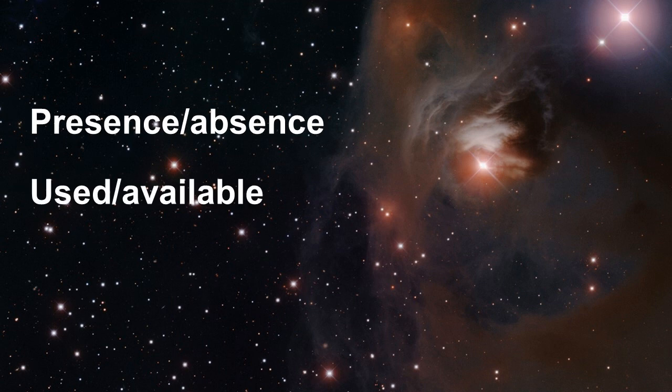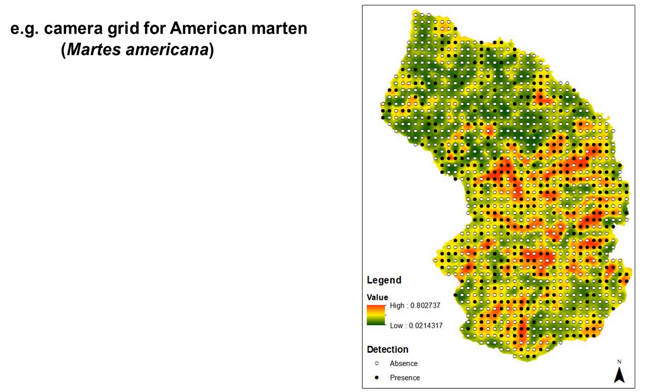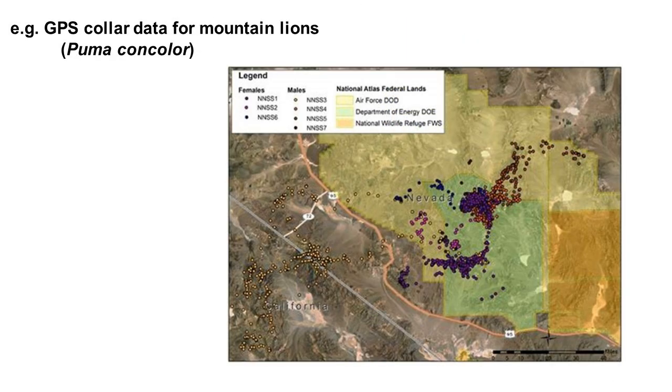Presence-absence data may be obtained from a camera trapping grid, where a target species may be present or absent at each camera trapping site within the grid. Used and available data may be obtained from GPS-collared animals, where GPS point locations are considered used locations within a broader extent of available habitat. However, both of these types of data may be influenced by sampling effort, resulting in the possible reclassification of absence to presence or available to used.